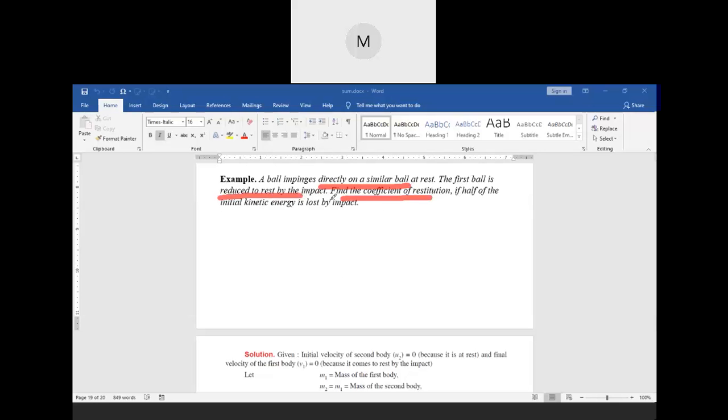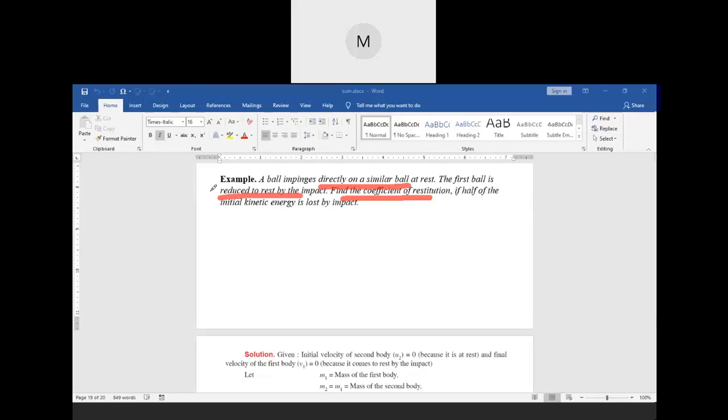Now, here, if you see, the first ball is reduced to rest by the impact. That means the first ball is hitting the other ball, right? So if one ball is hitting the other ball, then the first ball, that means the ball which is hitting it, is reduced to rest. Now you can find out the coefficient of restitution if half of the initial kinetic energy is lost by the impact.